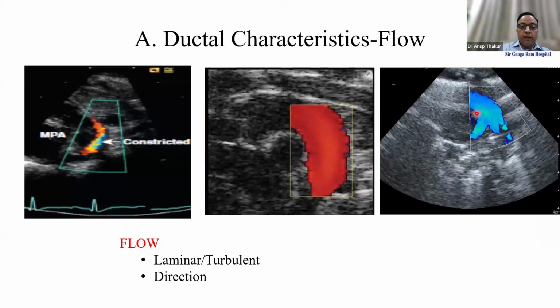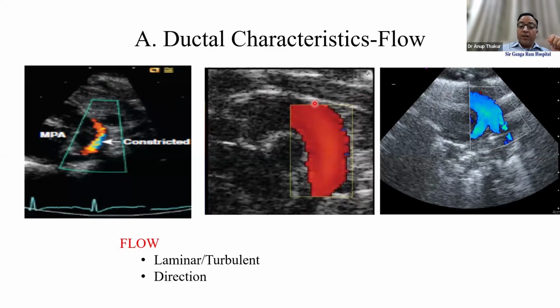Okay. The next point is, after you have measured the diameter and indexed it to weight and the LPA, you can just put color and try to understand the direction of flow and what the flow characteristics are. So if a duct is shunting purely left to right, it will be red in color. If a duct is shunting purely right to left, it will be blue in color, like this.